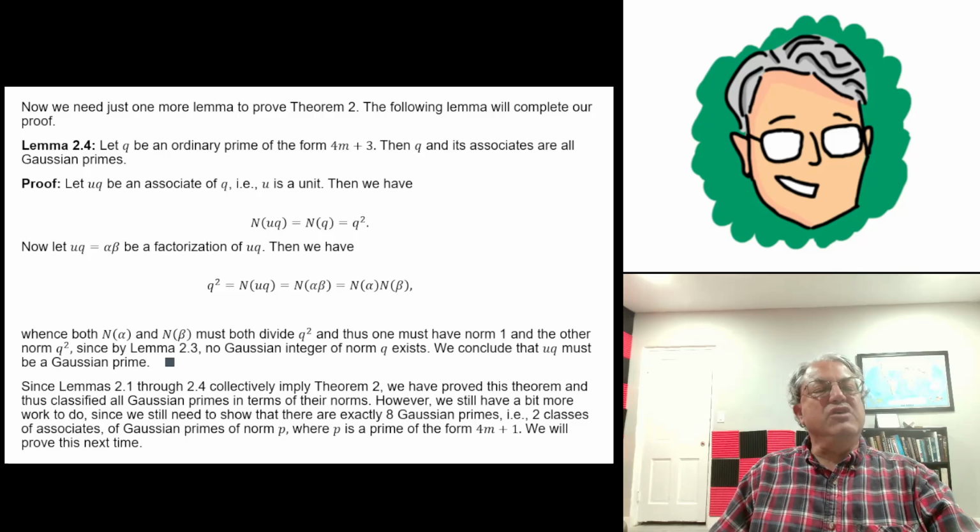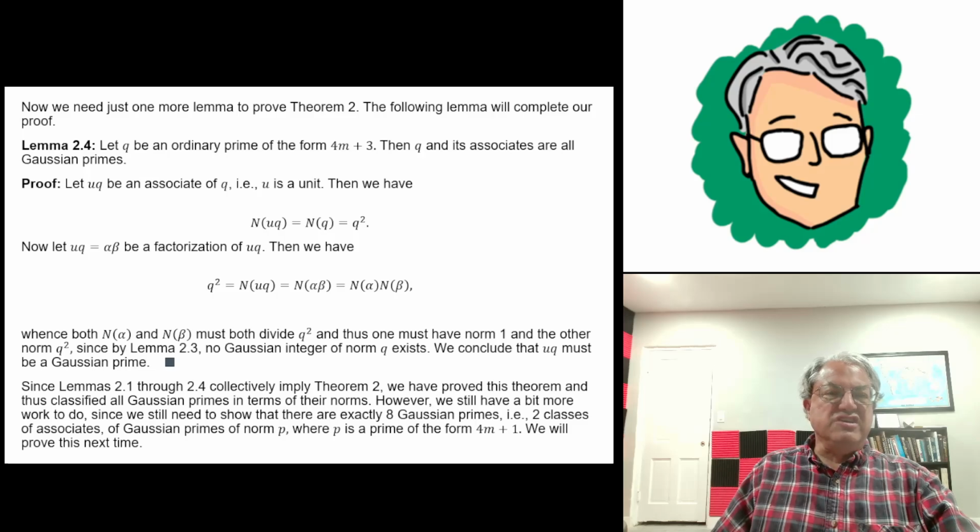And the one remaining lemma: we still want to know what other kinds of Gaussian primes there are. Well, it turns out there's only one other type of Gaussian prime. We know that every Gaussian integer whose norm is 2 or a prime of the form 4m plus 1 is a Gaussian prime. But it turns out there's another type of Gaussian prime, namely ordinary primes of the form 4m plus 3. Q equals 4m plus 3. Every prime like that, like 3, 7, 11, 19, so on.